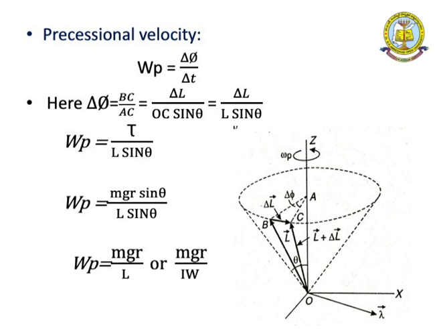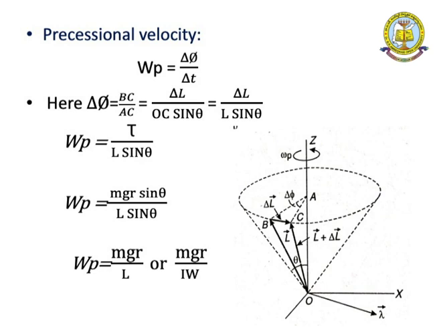Del phi is equal to BC by AC from the figure. Here BC is del L, and AC we can find from the angle theta. Sin theta is equal to AC by OC, so AC is equal to OC sin theta. Then del phi is equal to BC by AC, that is del L by OC sin theta, which is del L by L sin theta, since OC is the angular momentum L.